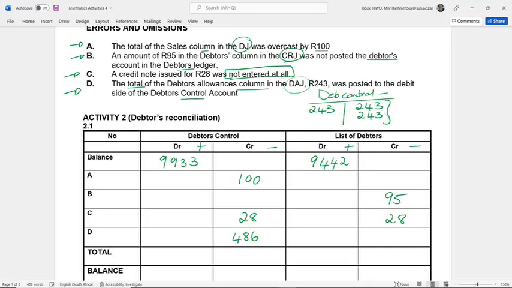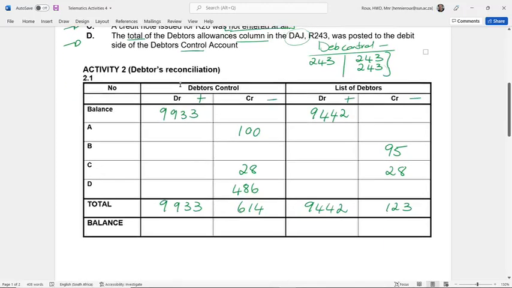Our debtors decreased. If we add up the totals, the debit column stayed the same. Credit adds up to 614. Debit column stayed 9442, and this one is 123. And this now is the nice part of reconciliation. 9933 minus the 614 will give us a balance in the control account, 9319.